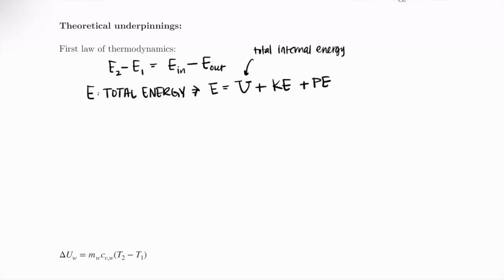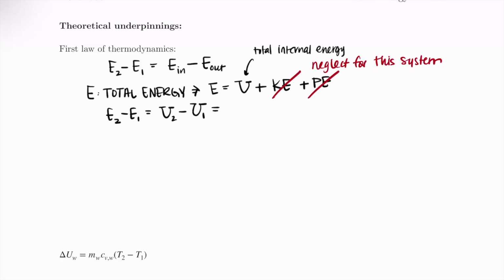Do we need them? No. Our system's not flying around and changing its velocity. It's also not moving up or down with respect to gravity, so we can get rid of both of these. So we will neglect those for this particular system. And then that means that our E2 minus E1 side of the equation is just U2 minus U1. And just so I'm not writing U a million times and to be consistent with the handout, I'm going to call this delta U12. So this is the change in internal energy for our process 1 to 2.